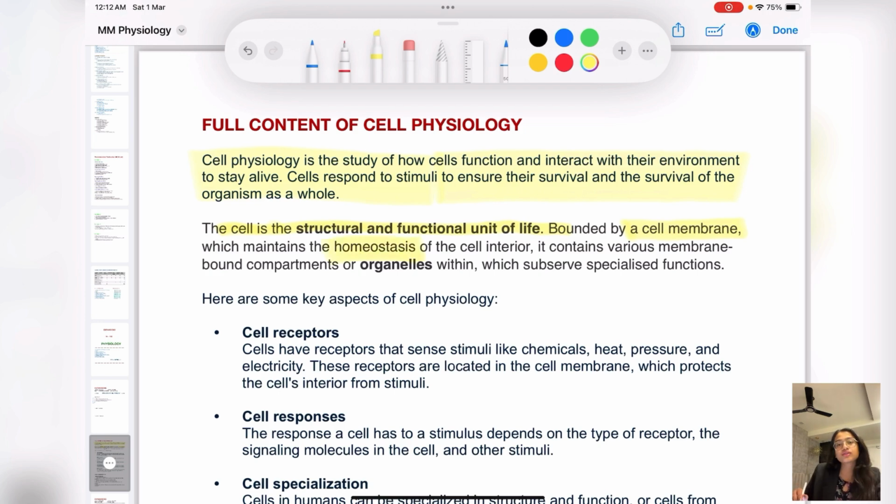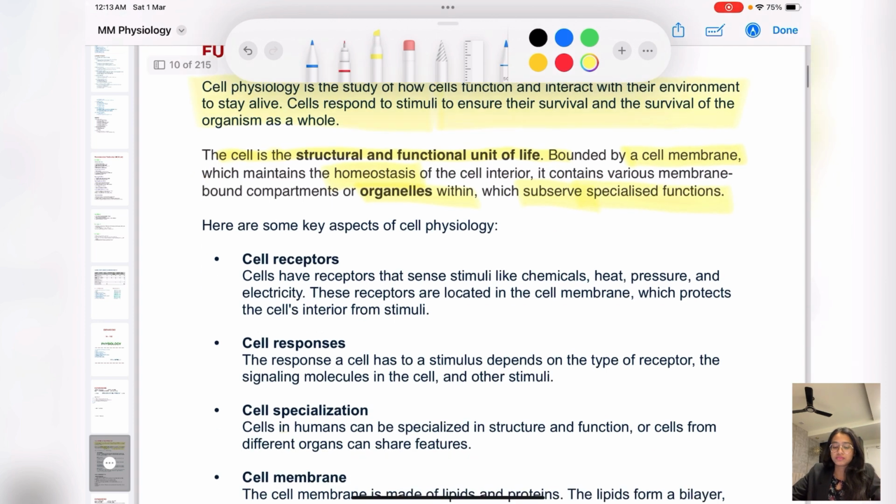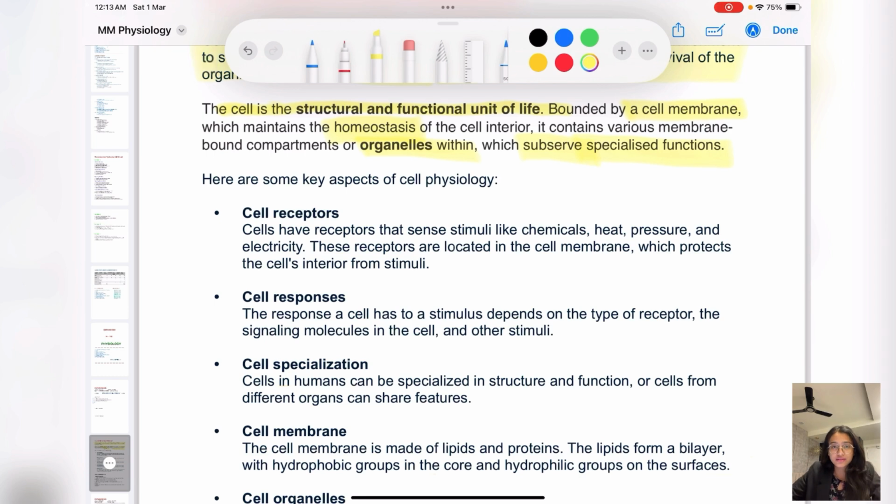What is homeostasis? The temperature. Then it contains various membrane-bounded compartments or organelles within which subserve specialized functions. There are many organelles which have different functions. We'll see them one by one.